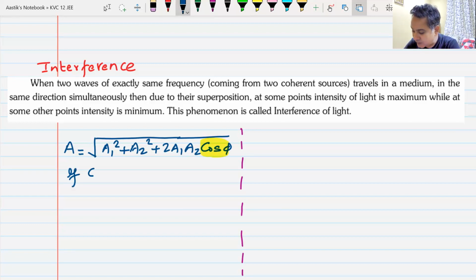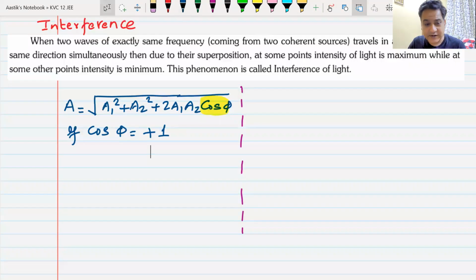If your cos phi is +1, that means the maximum possible value. Cos phi is +1. I hope math students understand this. The maximum value of cos phi is +1. Then we have this general value of phi that will be equal to 2n pi. We all understand this? n starting from 0.